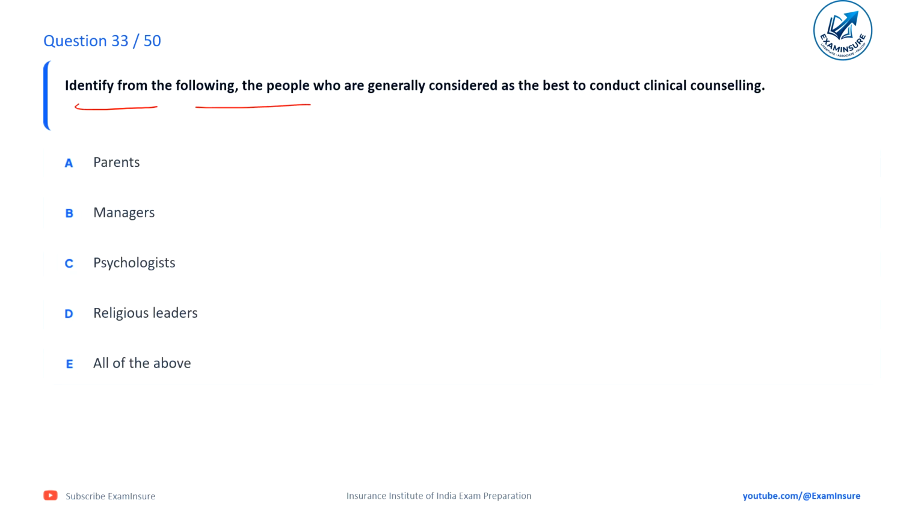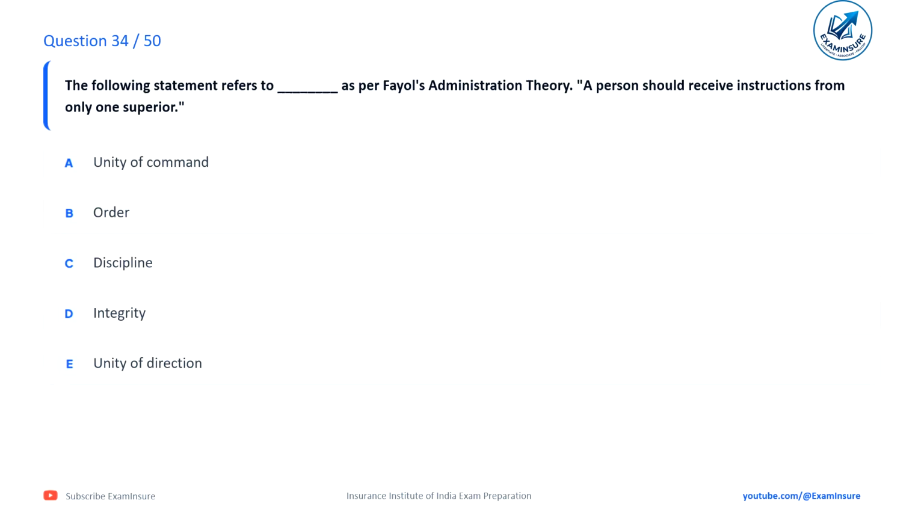Identify from the following the people who are generally considered as the best to conduct clinical counseling. Parents, managers, psychologists, religious leaders and all of the above. So a correct answer is psychologist.